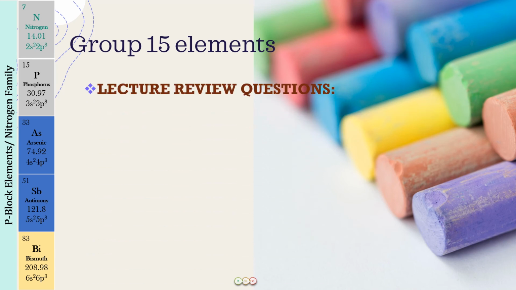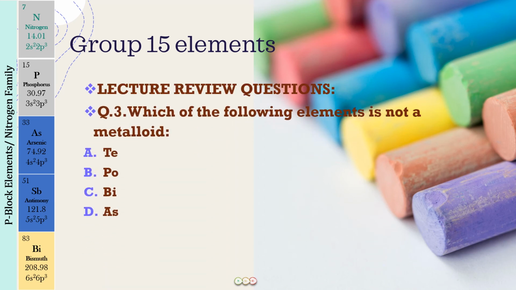Now the third question is, which of the following is not a metalloid? I've told you all the metalloids of the periodic table, so choose your option correctly. The correct option over here is going to be C, bismuth. We have just learned today that bismuth is a metal. Arsenic and antimony are metalloids, and nitrogen and phosphorus are non-metals. So bismuth is a metal, not a metalloid.